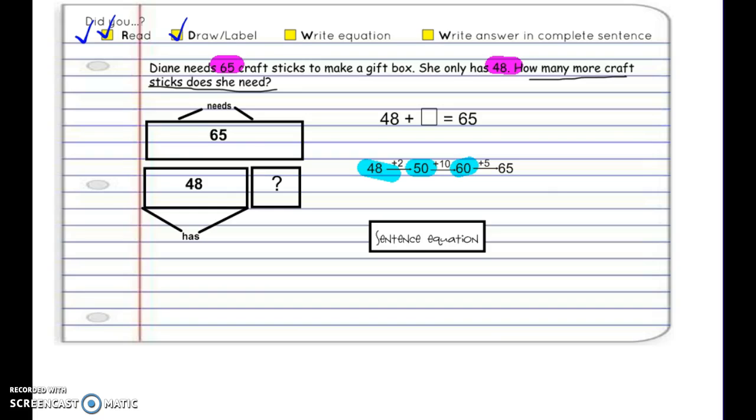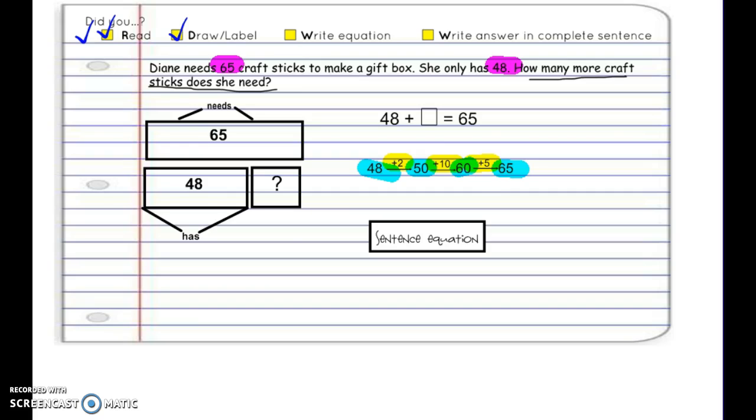Now that I'm at 65, I need to go back and I'm going to add to find the total amount of sticks that she is going to need. So when I look at my sticks, I have 2 plus 10 gives me 12, and then plus 5 more gives me 17. Therefore, Diane needs to have 17 more craft sticks.